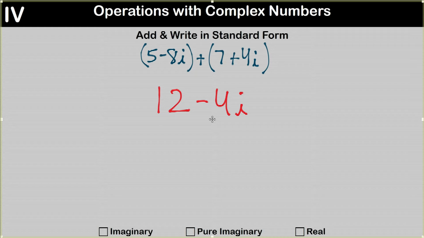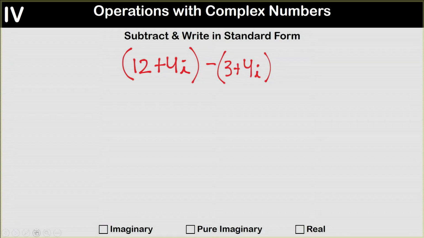5 plus 7 is 12, and negative 8i plus 4i is negative 4i. And our imaginary number is in standard form with the real part in the front and the pure imaginary part in the back. Since we have a real number part and a pure imaginary number part, this number is called an imaginary number.